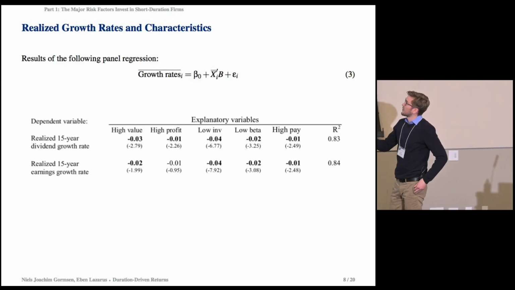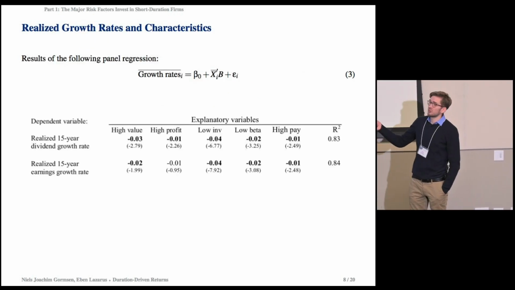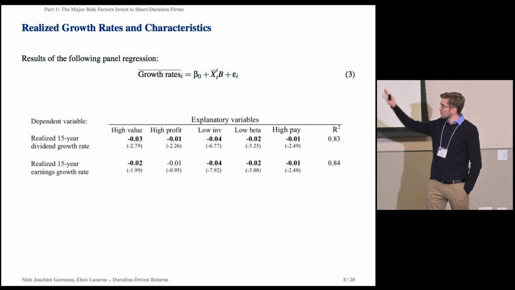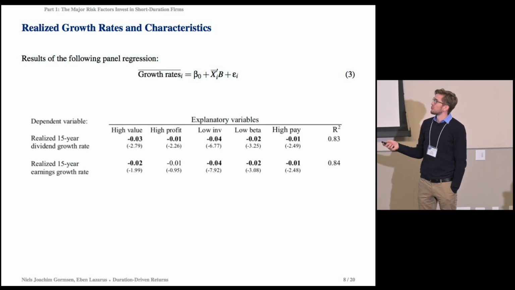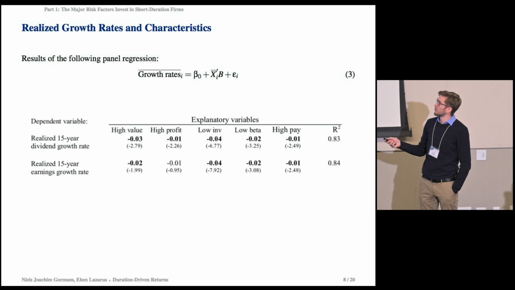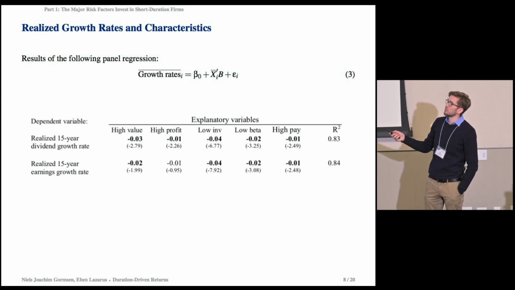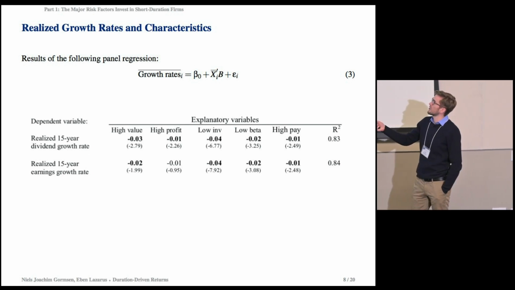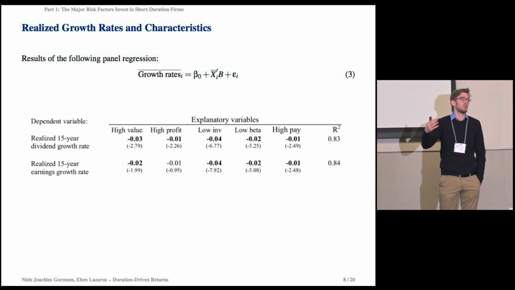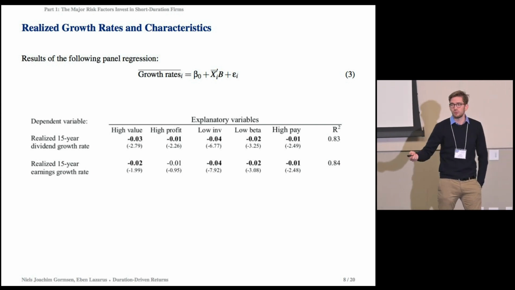And then we're running the regression where we're regressing the average growth rates onto the characteristics of the portfolio. This is just time series average, both of them. So we have the realized 15-year dividend growth rate, we regress it on the value characteristic, the profit characteristic, the low investment characteristic, the low beta characteristic, and the high payout characteristic. So you see these are signed such that a higher characteristic means a higher expected return, a higher risk-adjusted return.